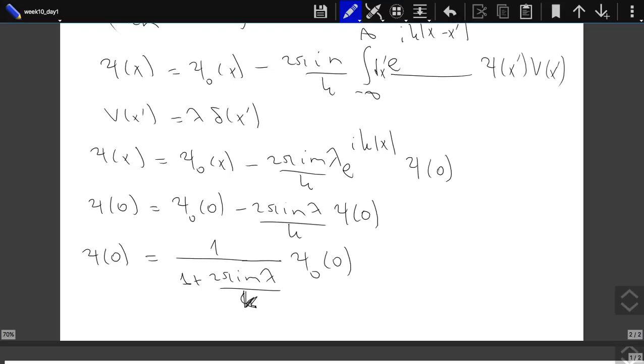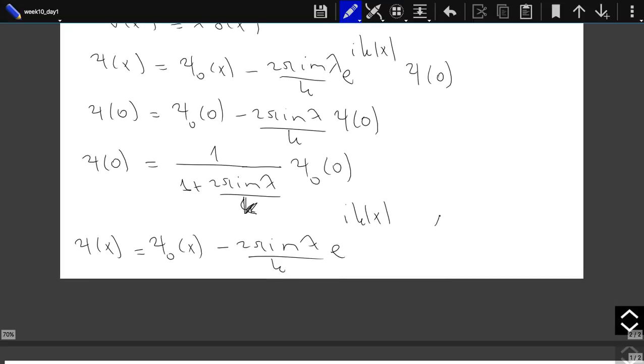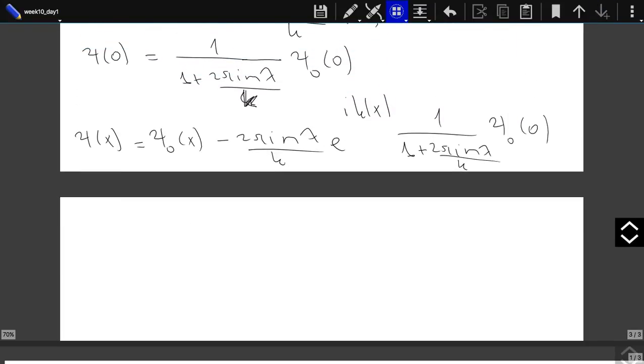So basically, I know my psi of x. So psi of x is just psi 0 of x minus 2 pi i m lambda over k e to the power i k x, times 1 over 1 plus 2 pi i m lambda over k, times psi 0 at 0. And I can even do one more step. I can just set psi 0 at 0 to be 1.